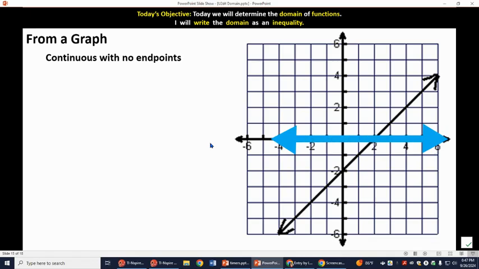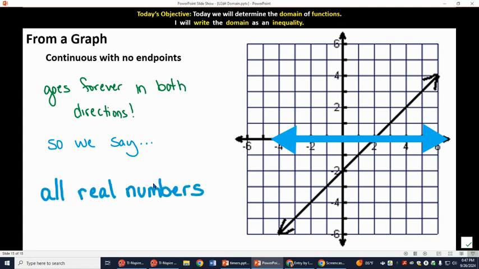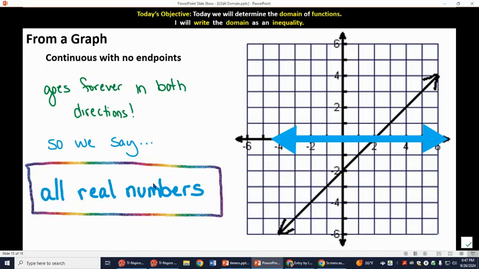Notice I have arrows on both ends. If I have arrows on both ends, that means I don't have any inequalities. I can go forever to the smallest number you can possibly think of, and I can go forever to the biggest number you can possibly think of. That means there are no numbers that won't be part of this domain. The way we write that is we say it goes forever in both directions, so we say all real numbers are in this domain. The domain is all real numbers.